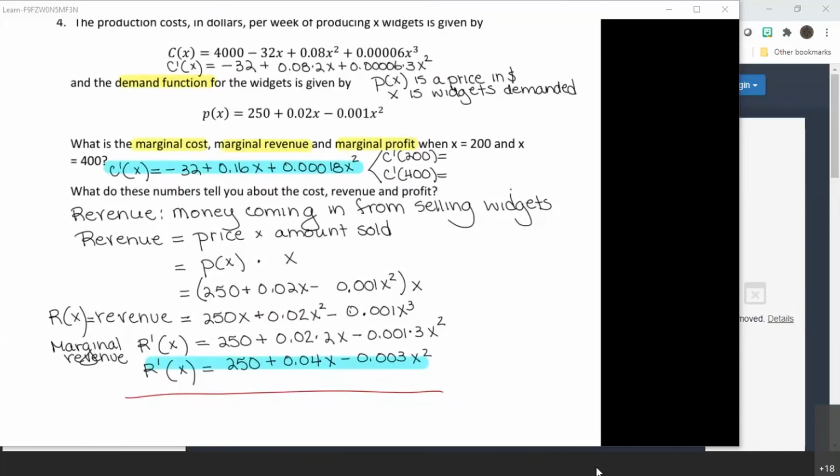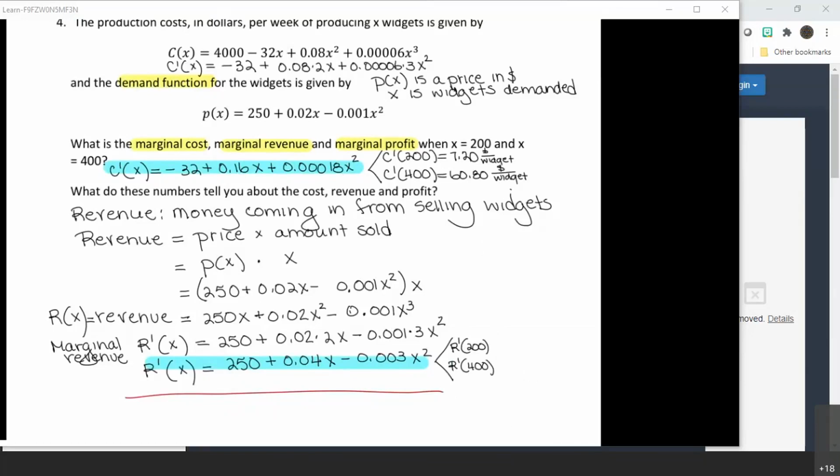When I did that, I got $7.20 per widget. And when I put in the 400 into my marginal cost, I got $80 per widget. So you can see the marginal cost goes up quite a bit as I make and sell more of these things. Same idea with the revenue, R prime of 200 and R prime of 400.